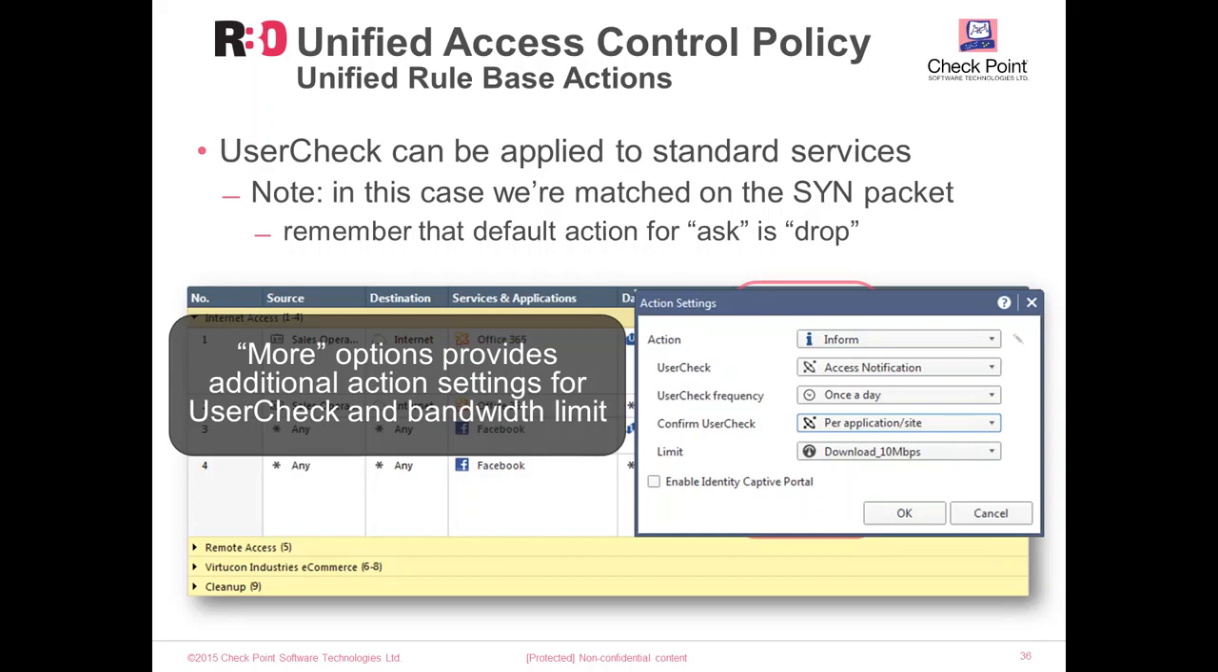If you right click and press more options, you will provide additional action settings. So for example, you can set how often the user check message should pop up, and if you want to enable identity capture portal, or if you want to limit the bandwidth for this rule.